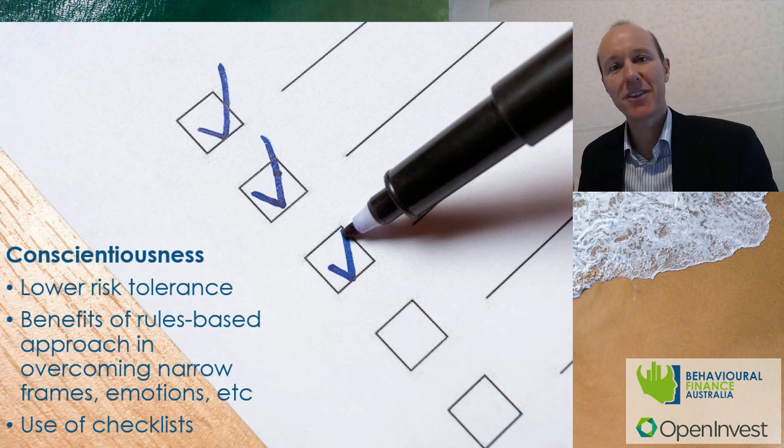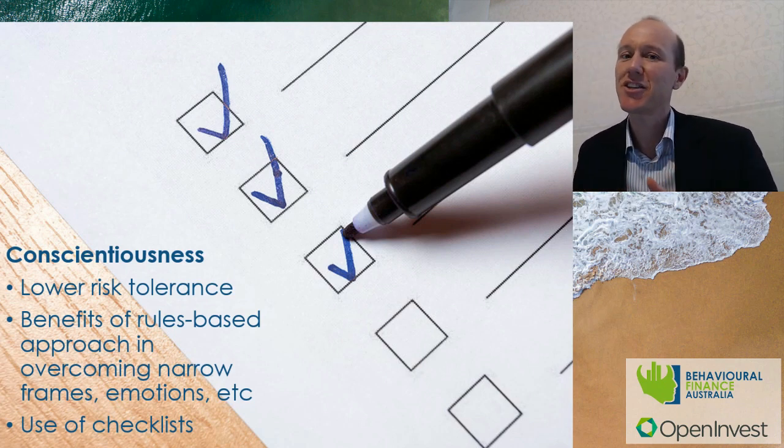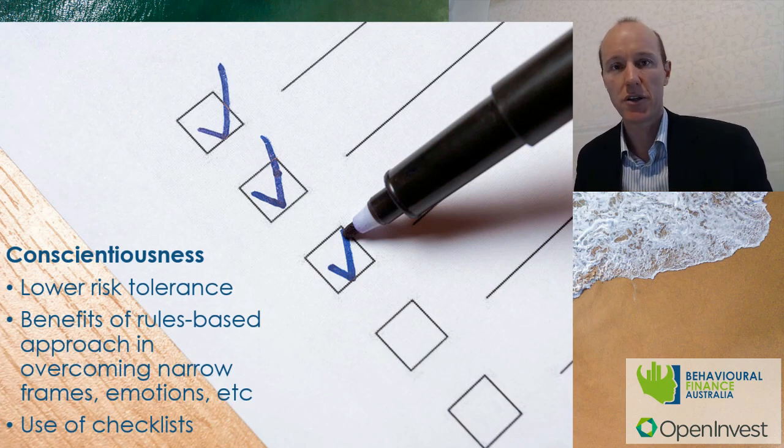So these are the types of things that people who are higher in conscientiousness are more likely, I guess, to be able to do. And if you happen to be lower in conscientiousness, these are the things that perhaps are your blind spots that you need to put more focus on to make sure that you're not missing.